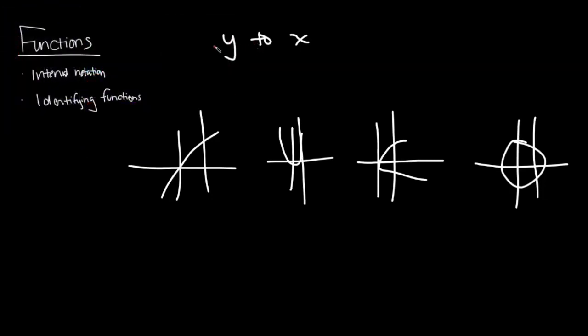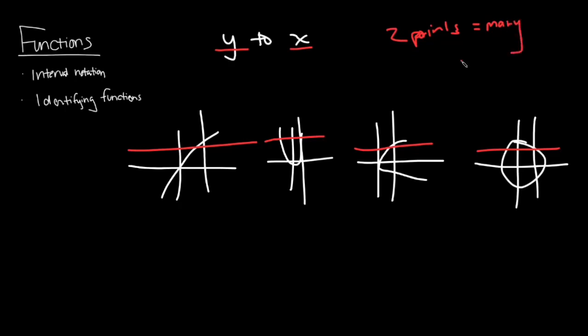So let's do the horizontal test. So horizontal test is y, and vertical test is x. So let's do the horizontal. It's literally just a horizontal line. And so we keep this in mind: if it passes through 2 points, it is called many. If it passes through 1 point, we call it 1. And basically just substitute the results in.